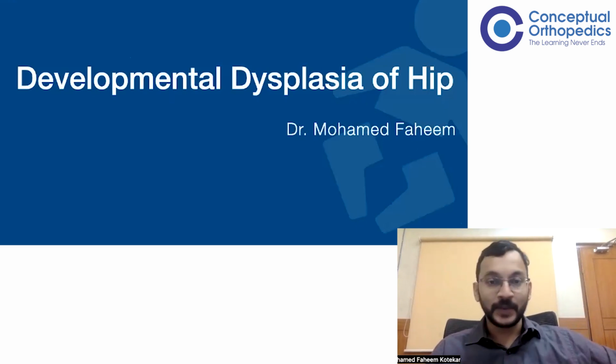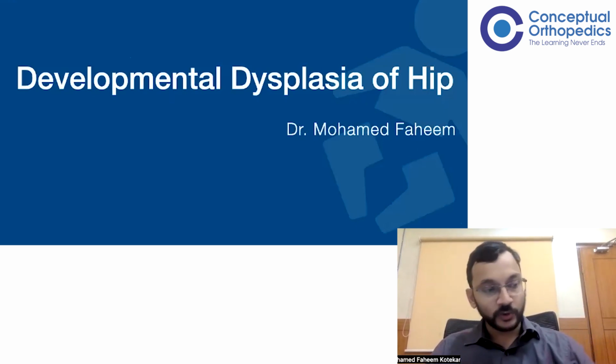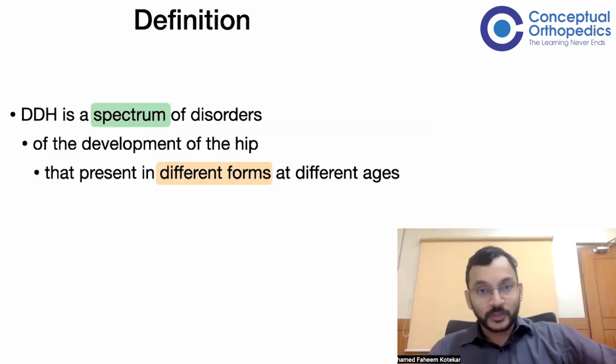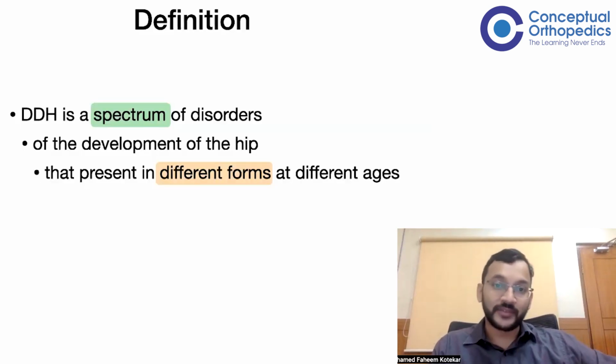So this particular topic I'm going to be discussing today is going to be on developmental dysplasia of hip, which is also known as DDH. It is one of the most commonly treated conditions in pediatric orthopedics, and it is also quite a challenging condition to treat because it is a spectrum of disorders. So without delaying, let's first delve into what the definition is going to be.